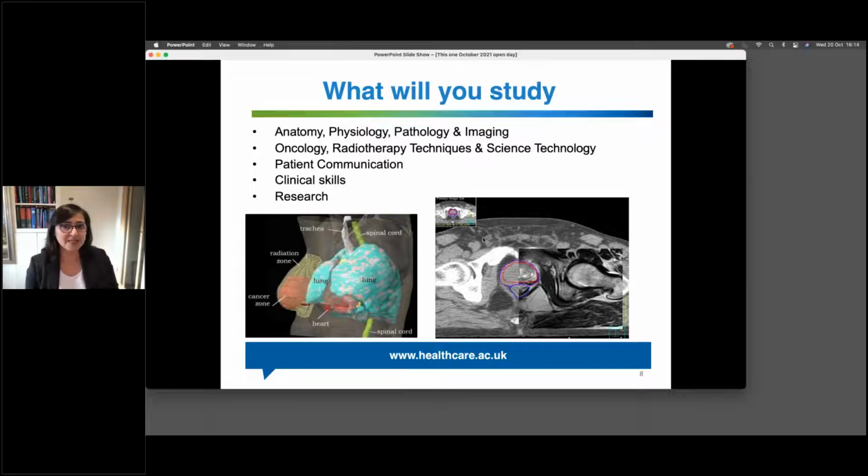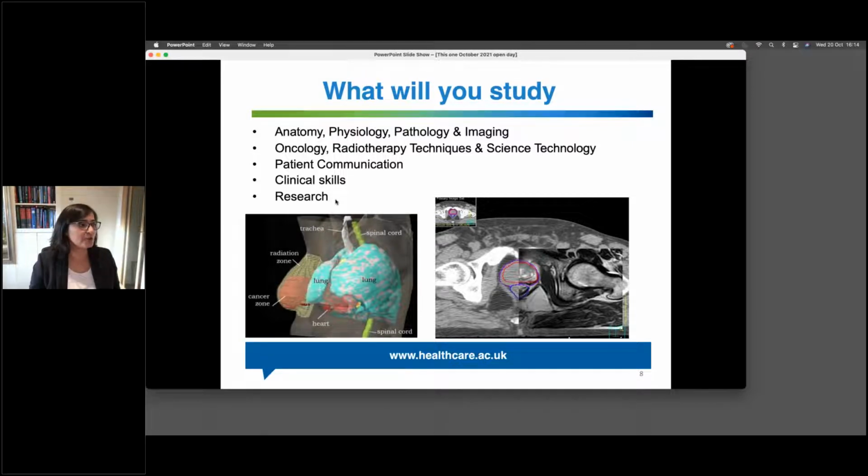So you won't just learn about radiotherapy treatment and radiotherapy technique, but you will also learn about all the different other ways that we manage and treat the cancer. So patient communication, clinical skills, so essential skills in clinical practice, and research.